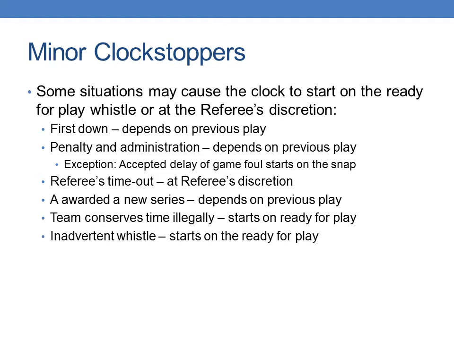If we blow an inadvertent whistle and the teams elect replay of the down, we will start the clock on the ready for play. If the teams elect to take the result of the play and A is still in possession, we will, of course, start the clock on the ready for play. But if teams elect the result of the play and B or R is in possession, in that case, the clock would start on the subsequent snap, because we would be awarding a new series to either B or R in those cases. So again, it's important to understand the differences between the major and minor clock stoppers as it relates to when we should put the game clock back in action.